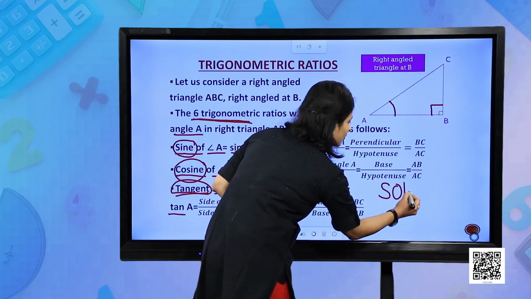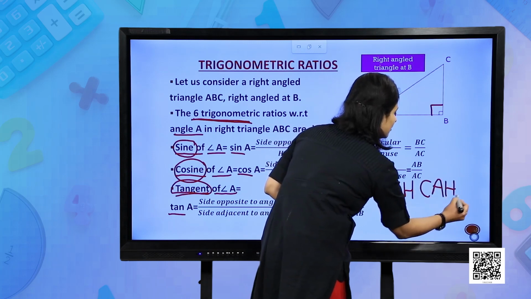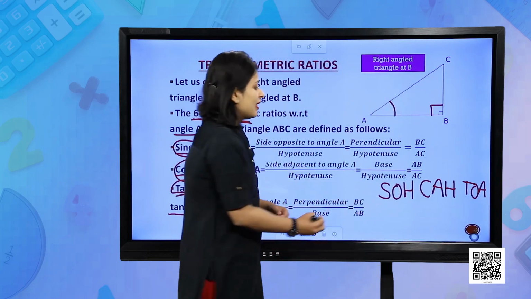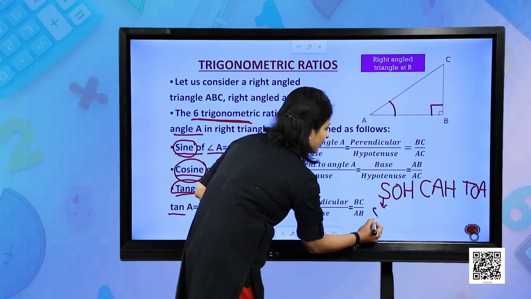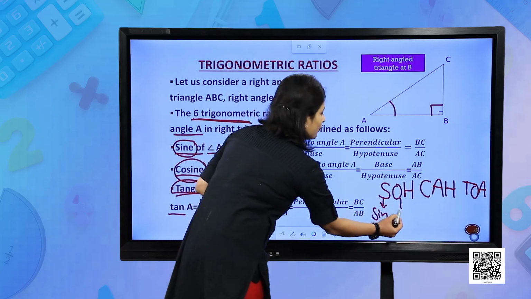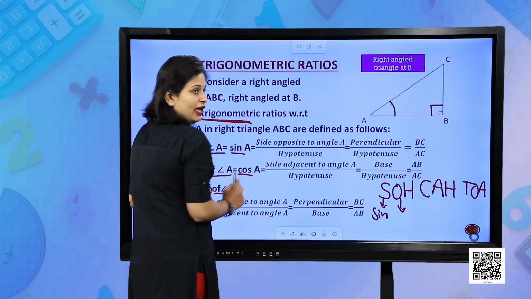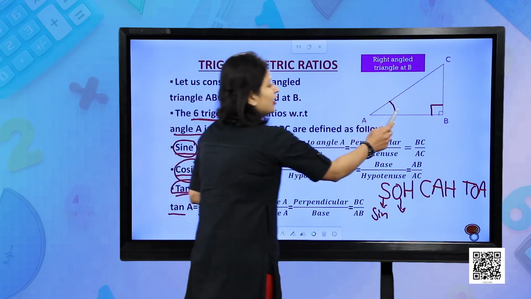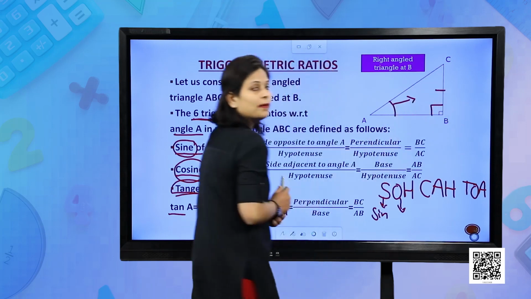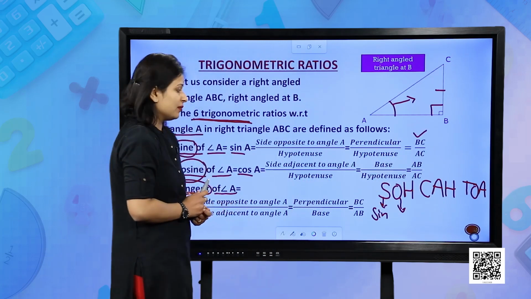So, SOH CAH TOA. Here, S stands for sine. See the definition of sine. O stands for opposite side, so the side opposite to angle A. What is the side in this triangle opposite to angle A? This is BC. So, I have written BC in the numerator.